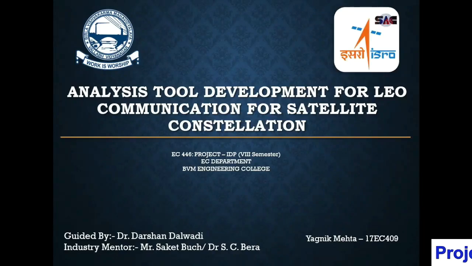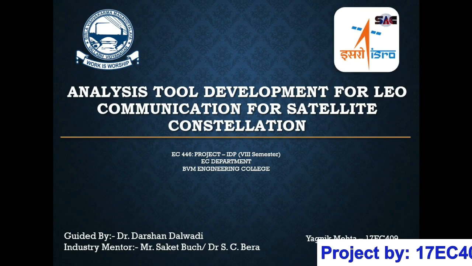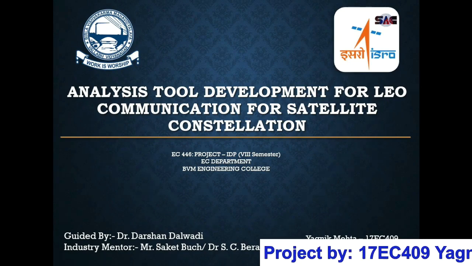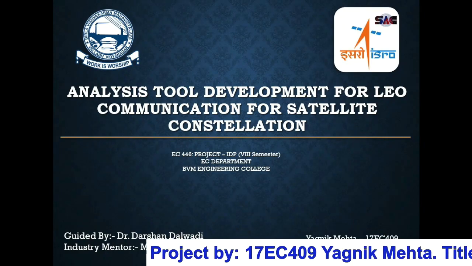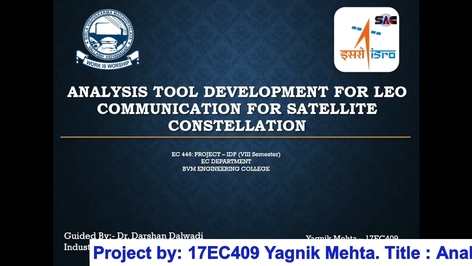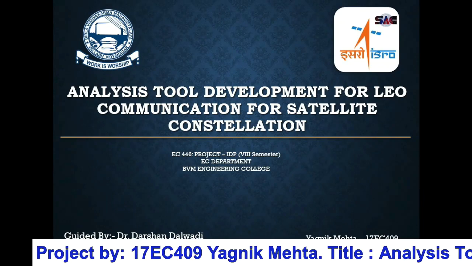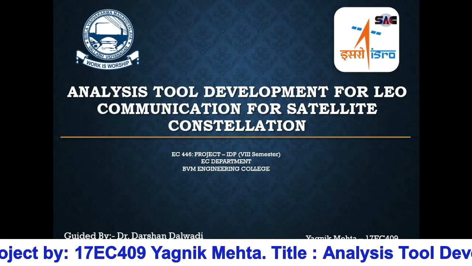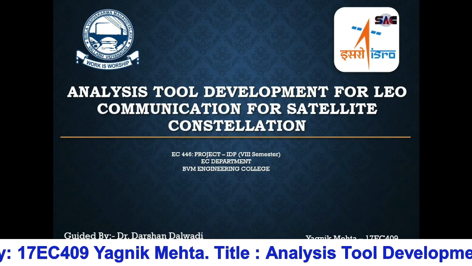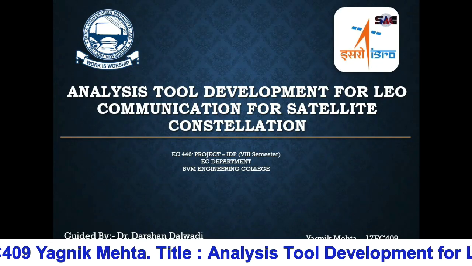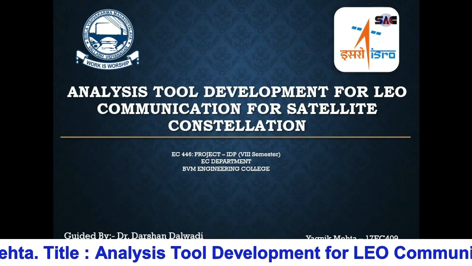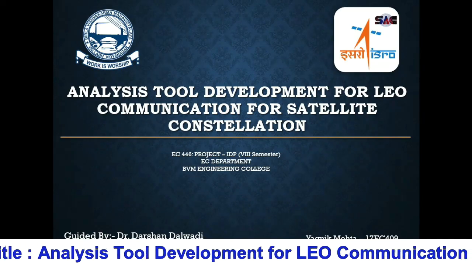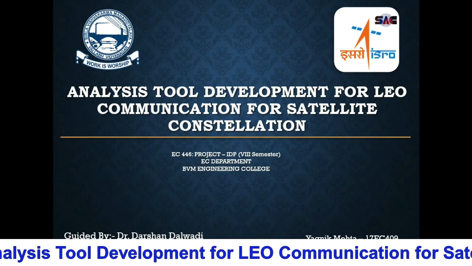So here we are going to talk about analysis tool development for low Earth orbit communication for a satellite constellation. In order to understand any satellite communication problem, we need the basics of two laws, that is Newton's law and Kepler's orbital laws. Newton's law states that F is equal to G m1 m2 upon r squared, which is the basis for the two-body propagator, which is later used in this project.